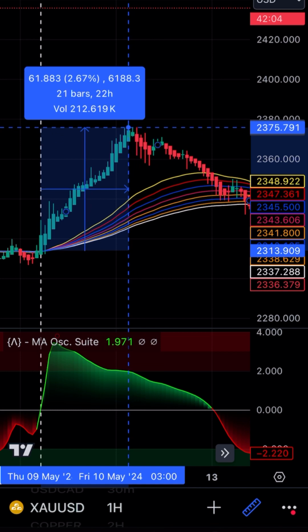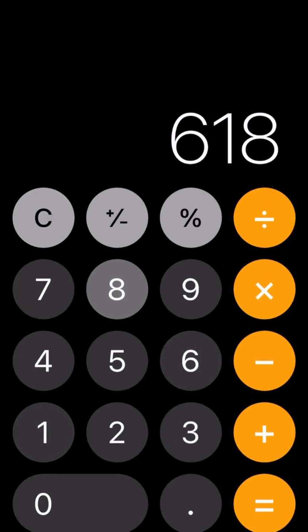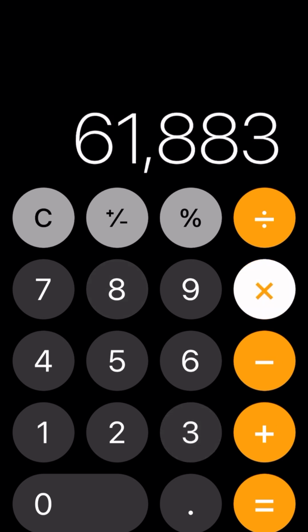So hopefully, if this happens and you're looking at it, you get out at a higher price. So this one is a 61,883 pip move. So basically, this is a 61,000x of your money. That's the basic way of putting it.